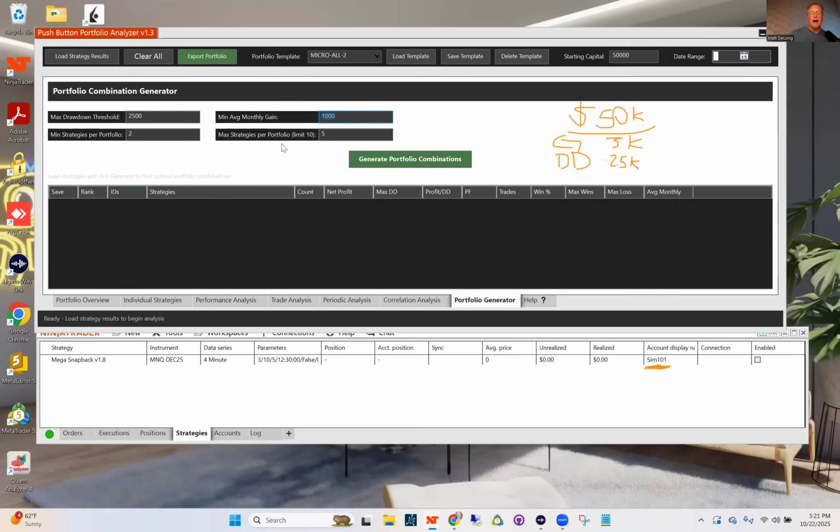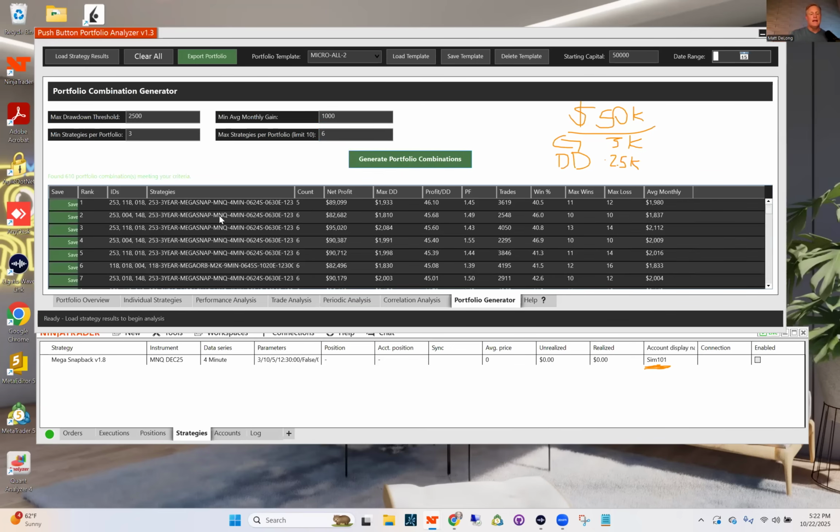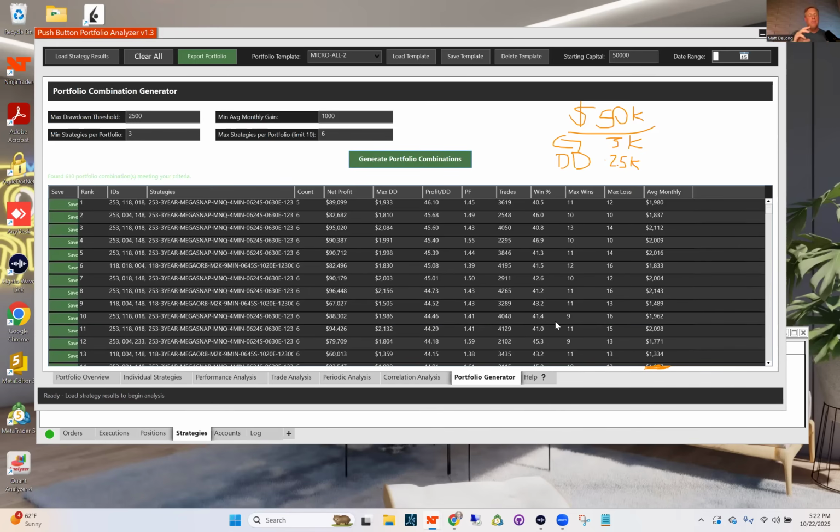We have a trade copier where you can trade up to 20 accounts simultaneously. Pretty cool technology. And I say I want at least 2 strategies running in an account. Actually, let's say at least 3, and at most 6 strategies running. So anywhere between 3 and 6. And what this tool is going to do is, I say generate portfolio combinations, and give it a second. It's going to look at all the different technology, all the different bots that we have available, and mix and match.